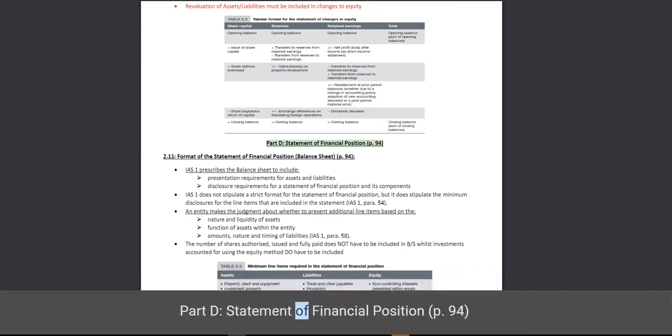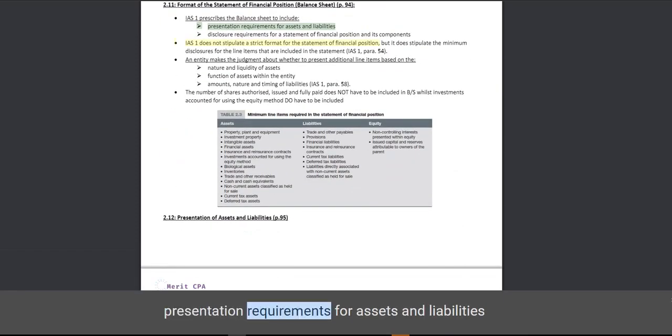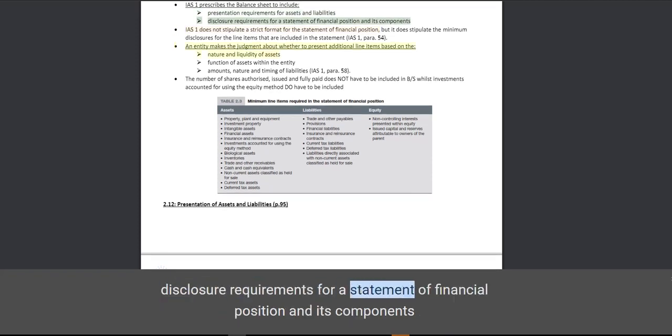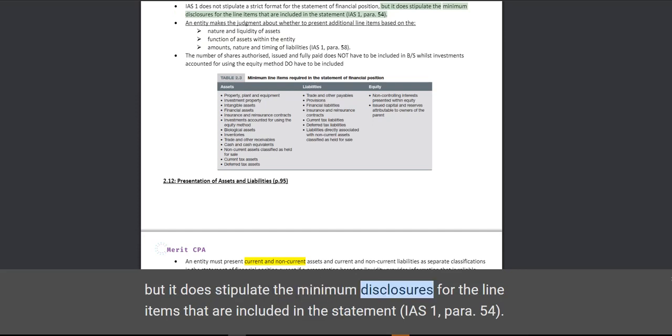Part D. Statement of Financial Position, p. 94. 2.11. Format of the Statement of Financial Position, Balance Sheet, p. 94. IAS 1 prescribes the balance sheet to include presentation requirements for assets and liabilities, and disclosure requirements for a statement of financial position and its components. IAS 1 does not stipulate a strict format for the statement of financial position, but it does stipulate the minimum disclosures for the line items that are included in the statement. IAS 1, para. 54.